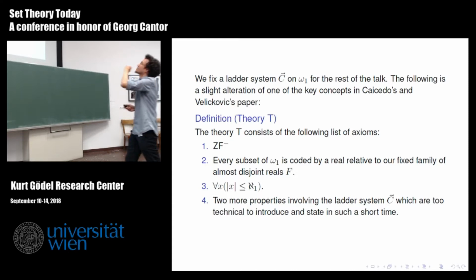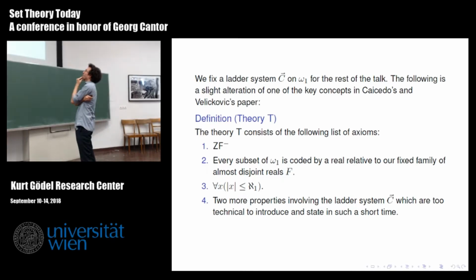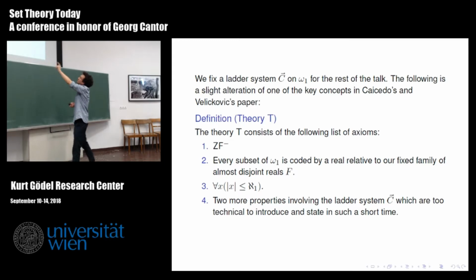One of the key concepts in the Casado and Veličković paper is the isolated theory T. One can think of it this way: if some model satisfies it, then this is in some sense a more robust way of talking about H omega 2. So the theory T consists of ZF minus, meaning ZF without the power set axiom. Then every subset of omega 1 should be coded by a family of almost disjoint reals F. This is something I should add as well.